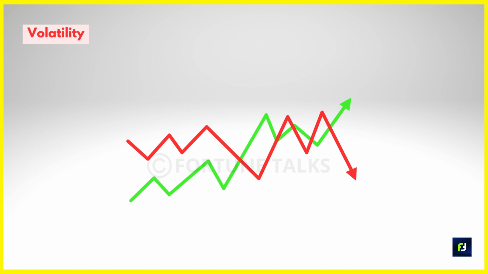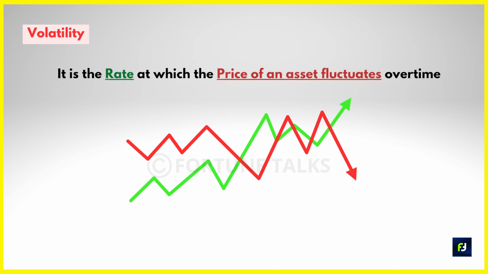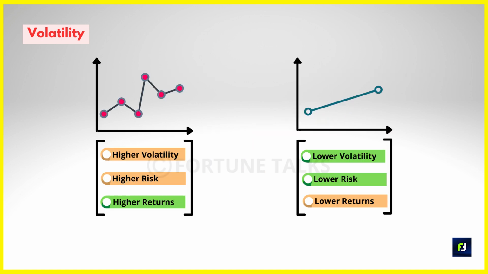Volatility, in simple terms, is a measure of how much the price of an asset goes up and down over time. If the price changes a lot in a short period, it is considered highly volatile, meaning it is riskier and less predictable. On the other hand, if the price stays relatively stable, it is considered less volatile. This is the basic idea of volatility.